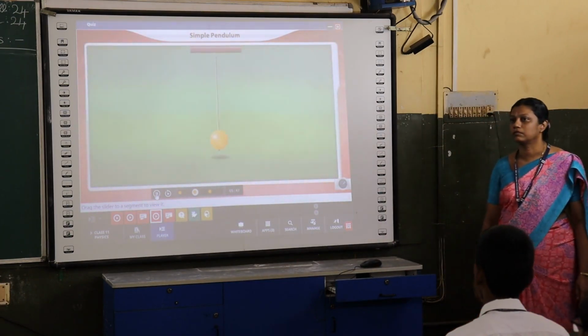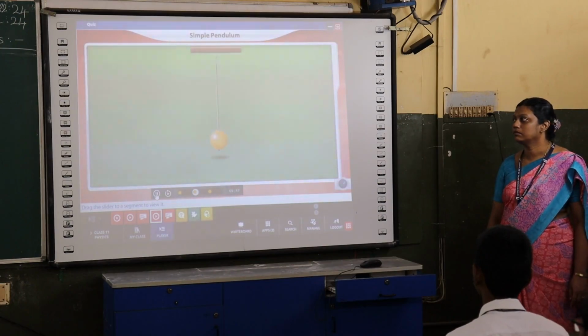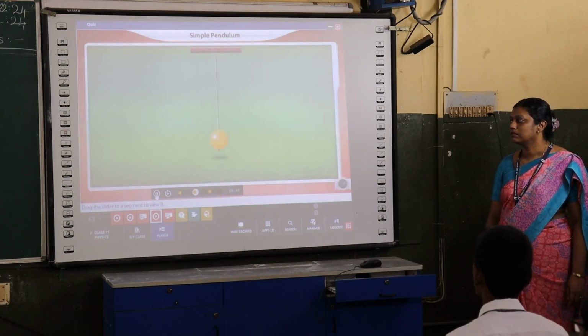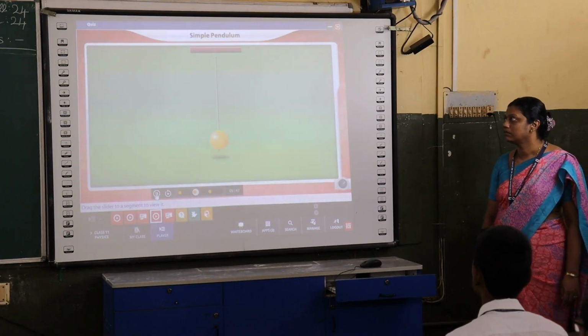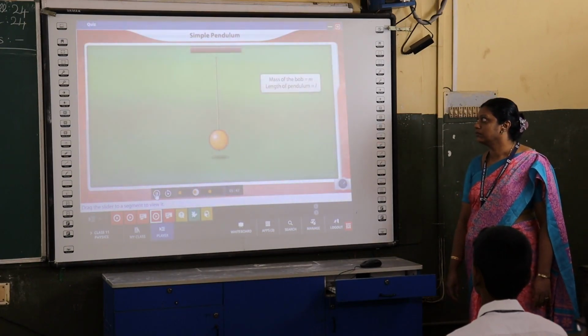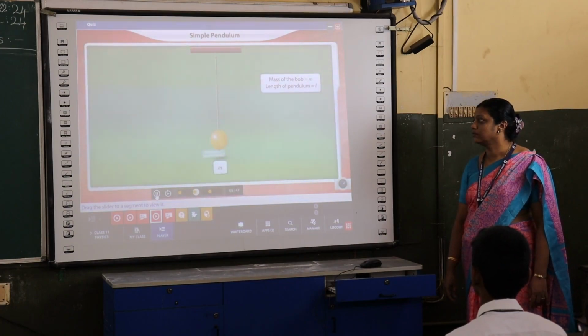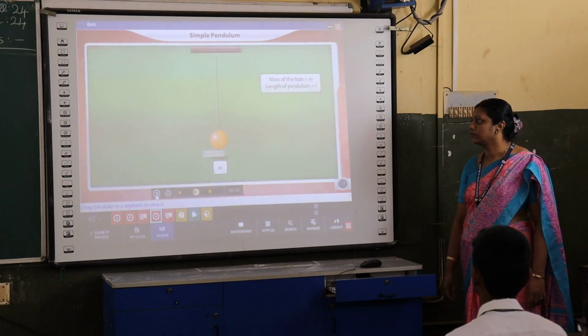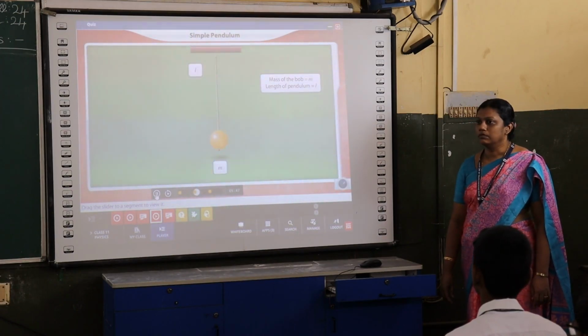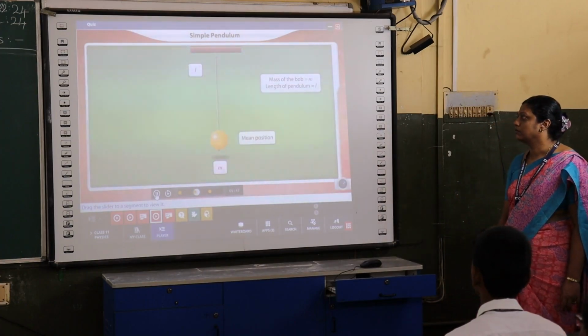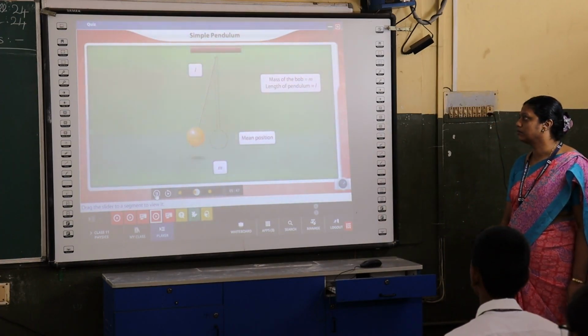Let us derive the expression for the time period of a simple pendulum. A simple pendulum consists of a ball of mass m suspended from the end of a massless, unstretchable string of length L. When the ball is displaced from the mean position and released, it starts oscillating about its mean position.